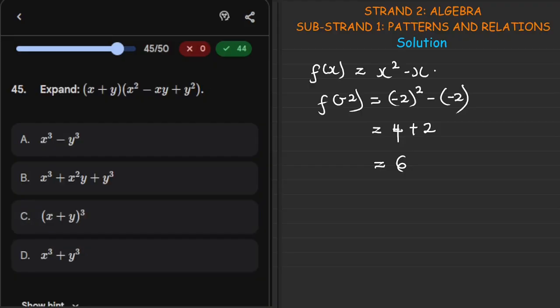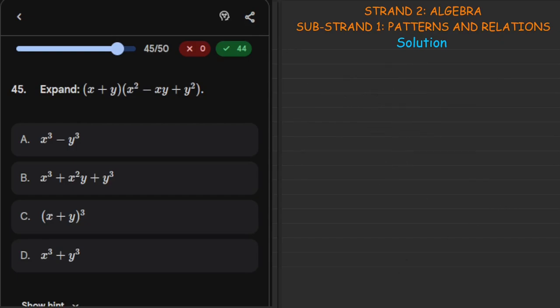Question number 45. We are to expand x plus y in one bracket, then in the other bracket, we have x squared minus xy plus y squared. So what we do is the first term multiplies this whole bracket. The second term also does the same.